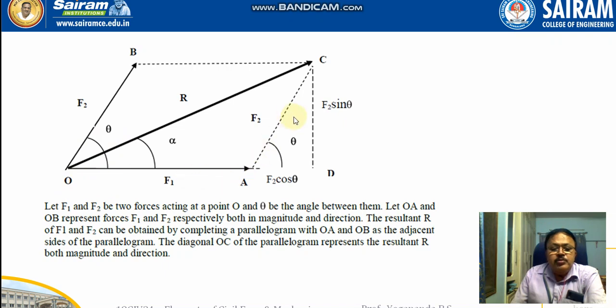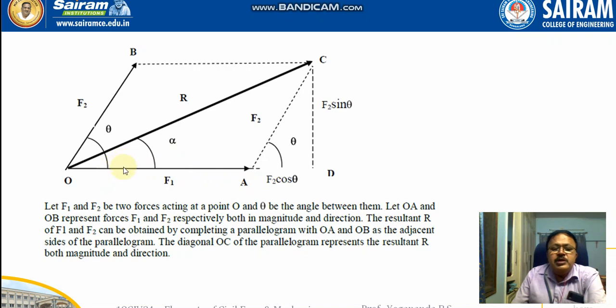So let OA and OB represent the two forces F1 and F2 respectively, both in magnitude and direction. The magnitudes are given by F1 and F2 and the directions of these two forces are shown here. The resultant R of these two forces F1 and F2 will be obtained by completing this parallelogram. The dotted lines are used to complete the entire parallelogram. The diagonal OC represents the resultant R.